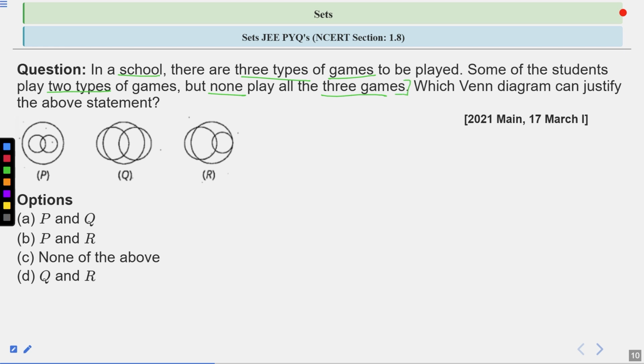So according to this given statement, which Venn diagram justifies the above statement? Simply you have to choose from the Venn diagrams provided to you, P, Q, R, the one which justifies the above statement. Options: P and Q both justify this statement, or P and R, or Q and R, or none of the above. Simple. You'll have some seconds to try this problem, then afterwards we will move on to the solution slide. So your time starts now.